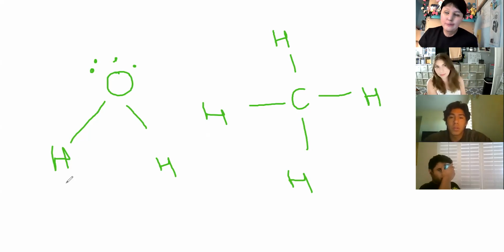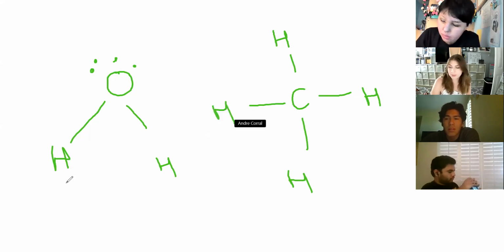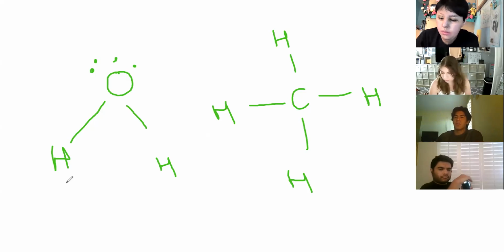Exactly. So how I like to think of it is, I drew up a quick example right here. I like to think of electronic geometry as just the quick way of classifying something, if that makes sense. And I like to think of molecular geometry as the more detailed way of classifying something, if that makes sense.